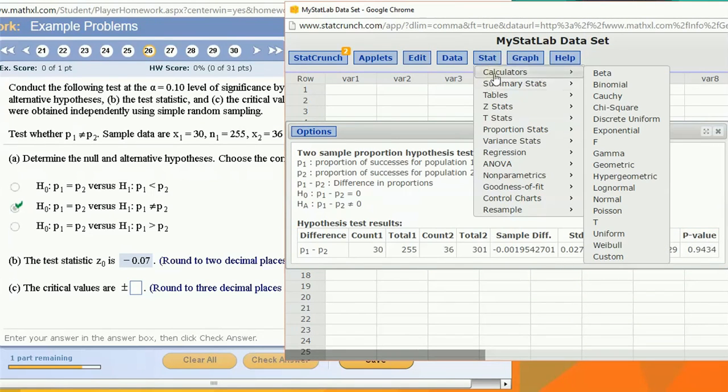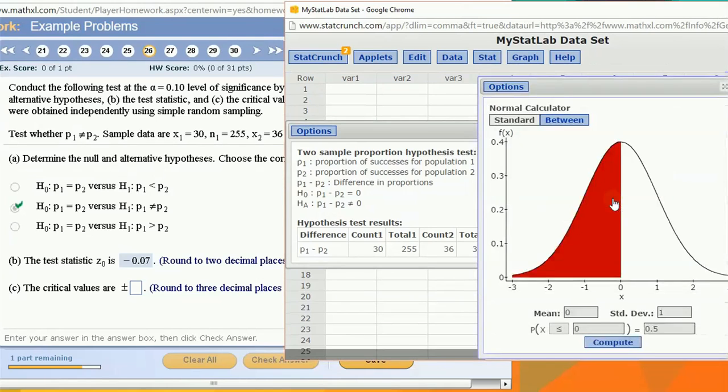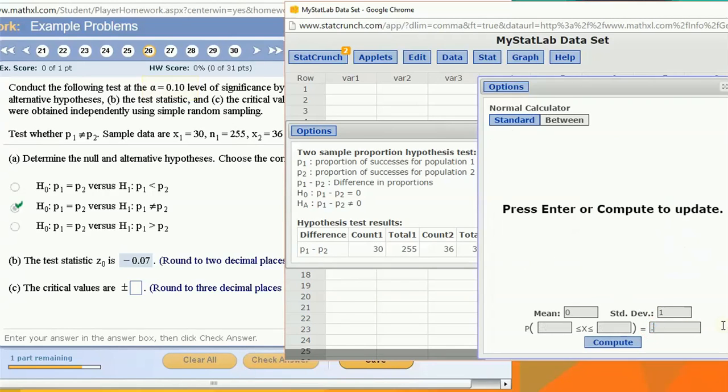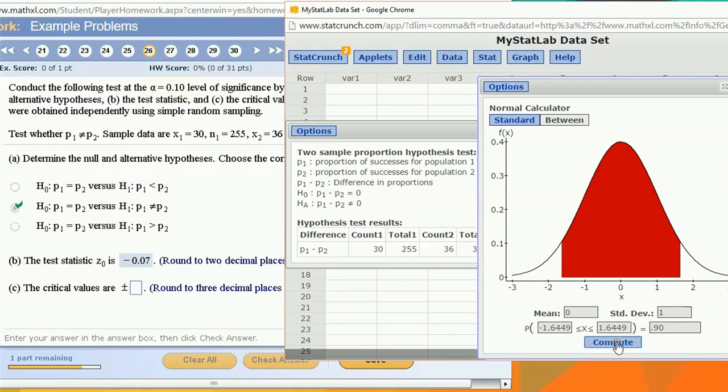That's from the normal probability calculator. At an alpha of 0.10, we want to go to the Between calculator. The alpha level 0.10 means there's 90% between the two cutoffs, so we put 0.90 in, click Compute, and it's going to give us the cutoffs for a standard normal distribution. So to 3 decimal places, that's 1.645. I'm going to round it to 1.645.